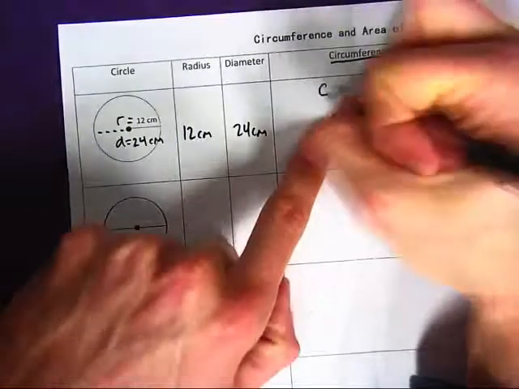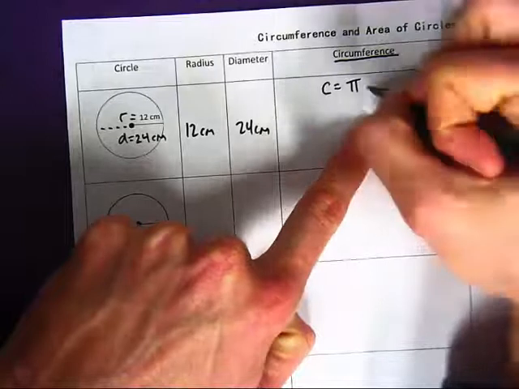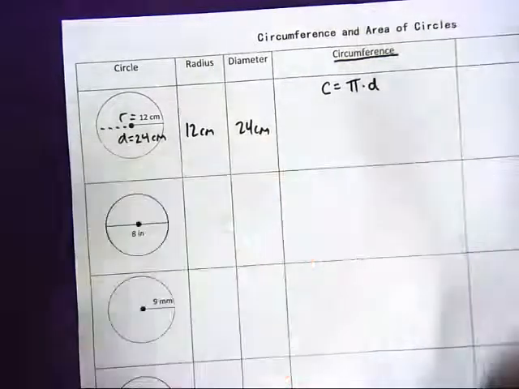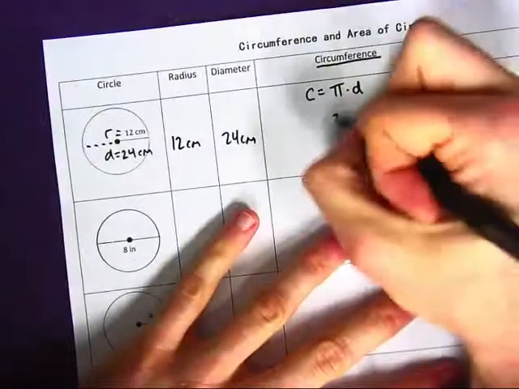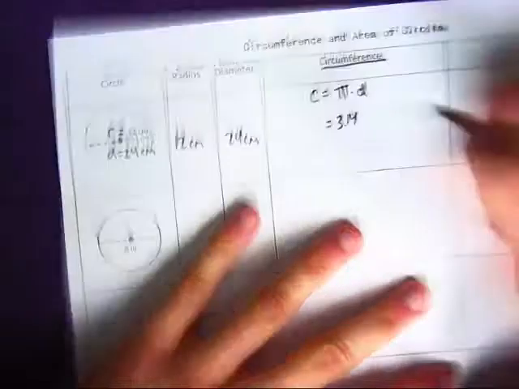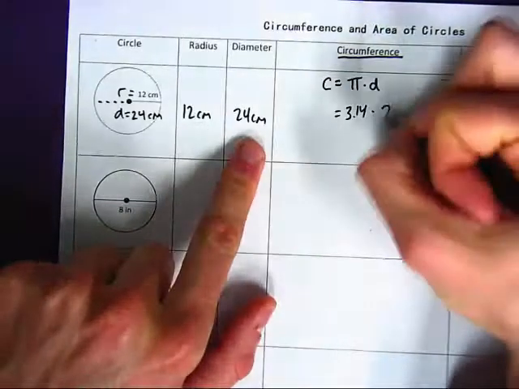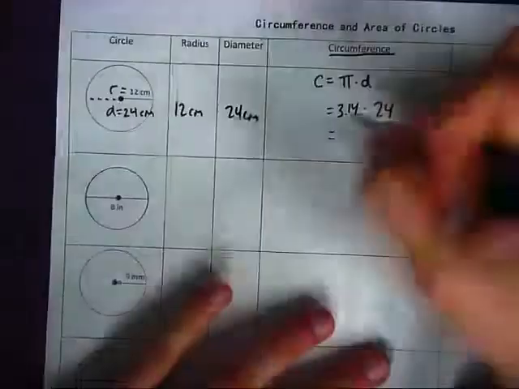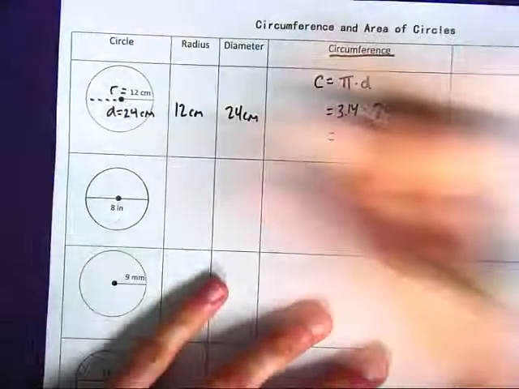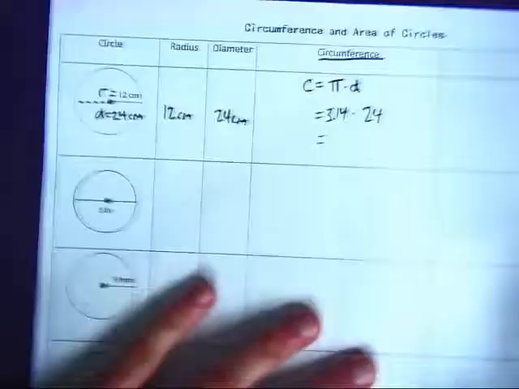So the circumference is just pi times the diameter. That special number pi, the same number every time, 3.14, multiplied by the diameter, which is 24, and that's the math you're going to do. So 3.14 times 24 is going to tell us how far that circle is around, right?